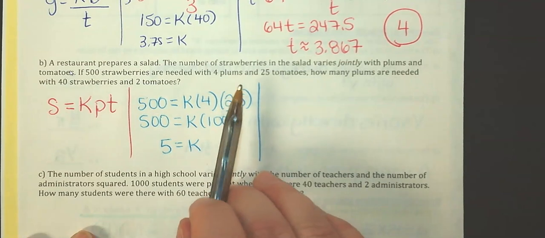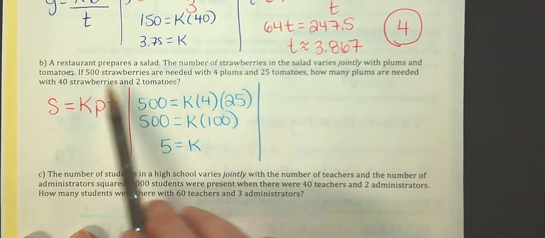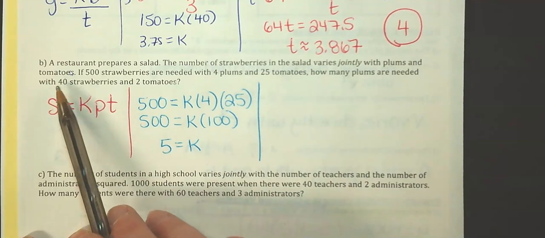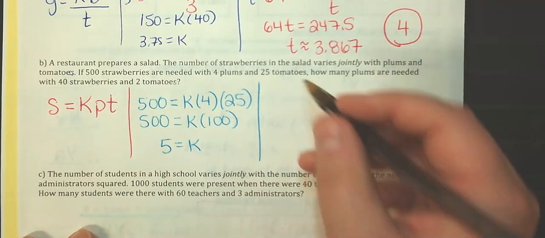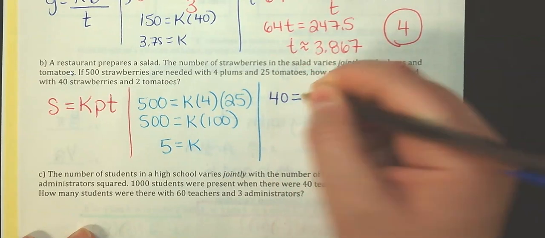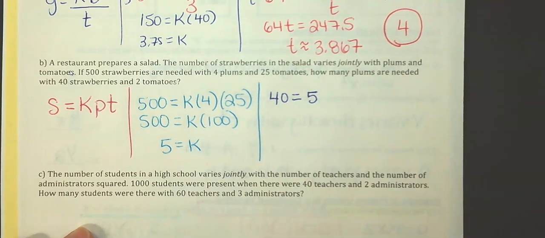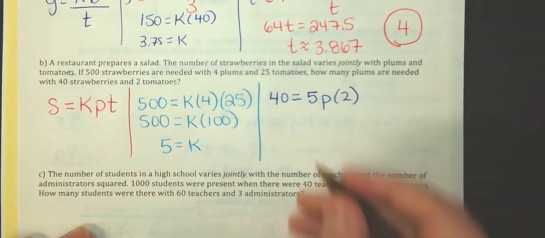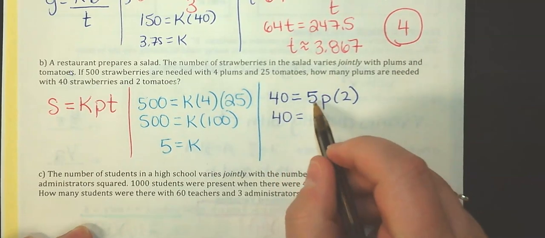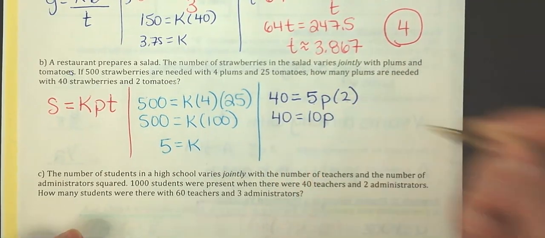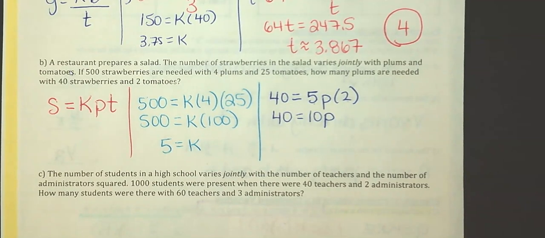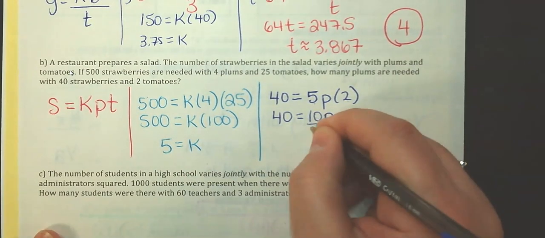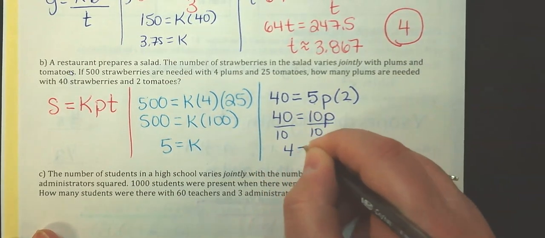All right, then they're going to tell you a different salad we're going to make, which is much smaller apparently. It says how many plums are needed if you've got 40 strawberries and 2 tomatoes. So in for the strawberries, I'm going to put 40. My constant of variation is 5, so I'm going to go ahead and put 5 for the K. And we're solving for the number of plums, so I don't know that. And it says the number of tomatoes is 2, so I'm going to put that. All right, if you want to, you can simplify just a little bit. 5 times 2, you can go ahead and do that, would be 10 times the number of plums there. And then this will be a nice answer. I'm just going to divide by 10. So number of plums I'm going to need is going to be 4.